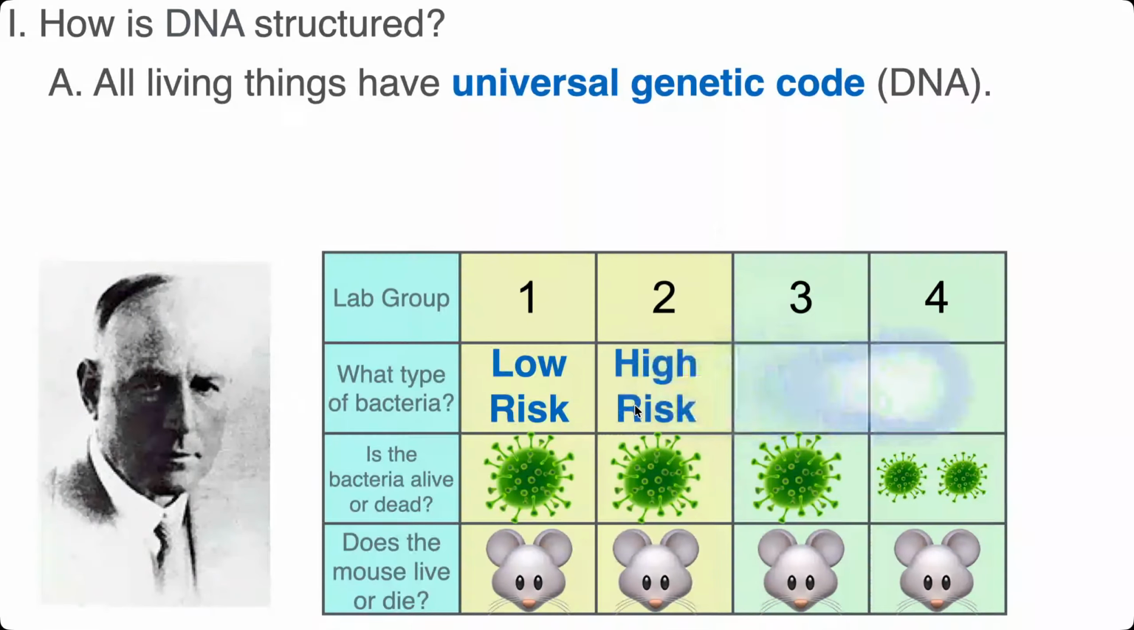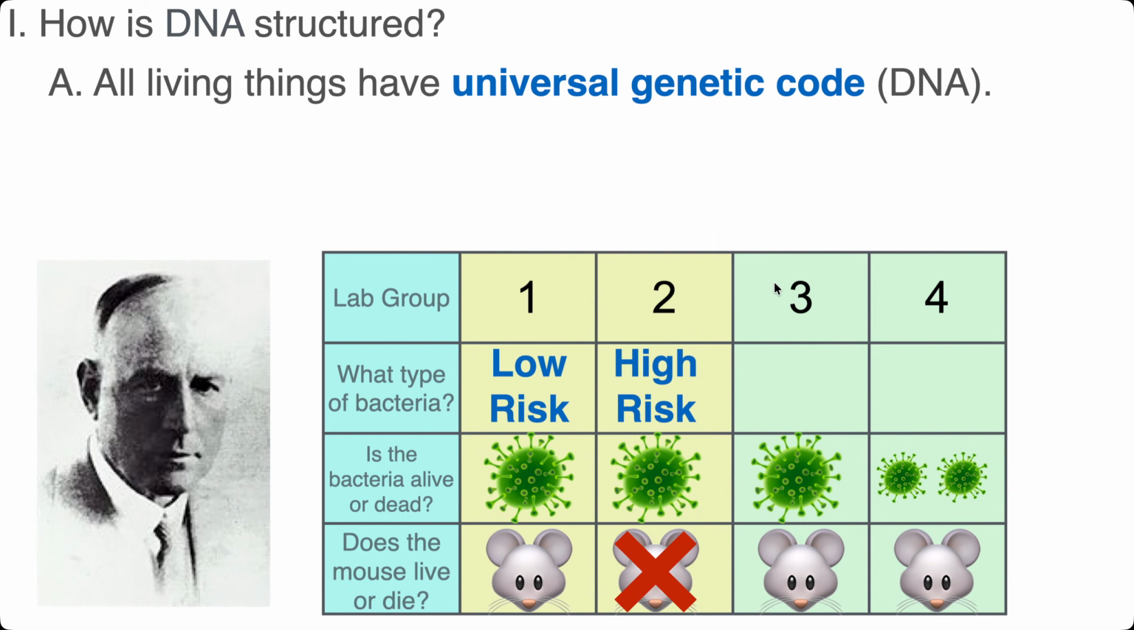In the second one, though, he injected this particular mouse with a high-risk bacteria. And that bacteria is also alive. So what do you think happens to that mouse in that situation? Answer, it dies, which again is not unexpected, right? This is a lot more fatal. It's high risk. It's alive. The mouse is probably not going to do too well.